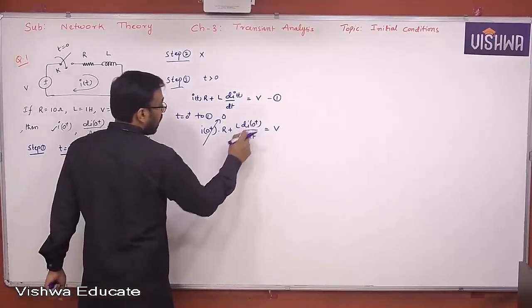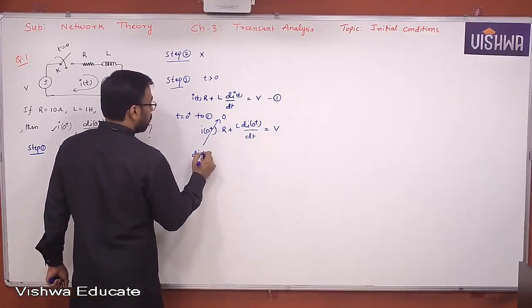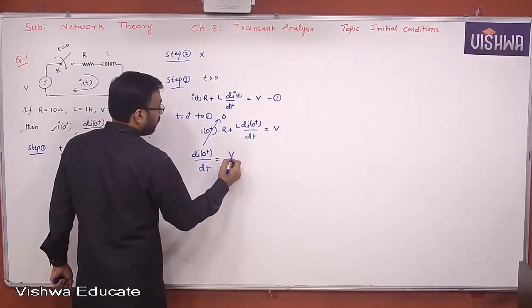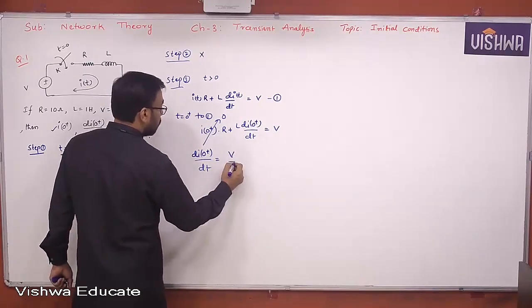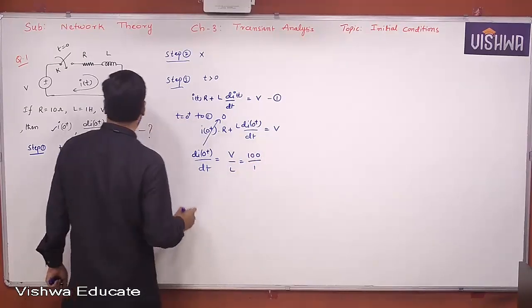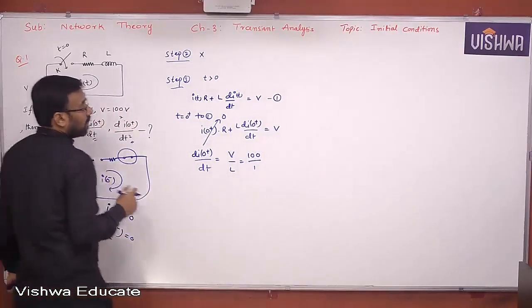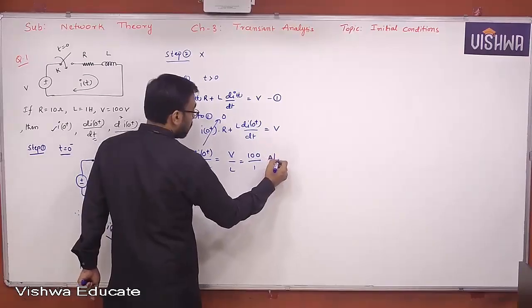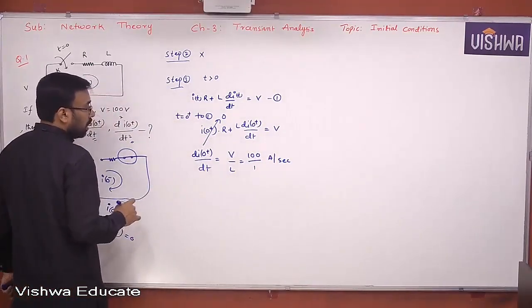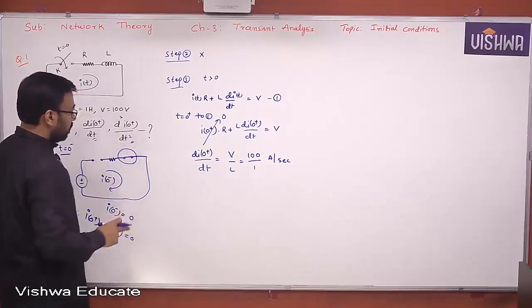And we need di of 0 plus by dt. Di of 0 plus by dt is equal to V by L. What is V? 100 volts, given already. L is 1 Henry. So 100 by 1, it is amperes per second. But we want the d square i of 0 plus by dt square.